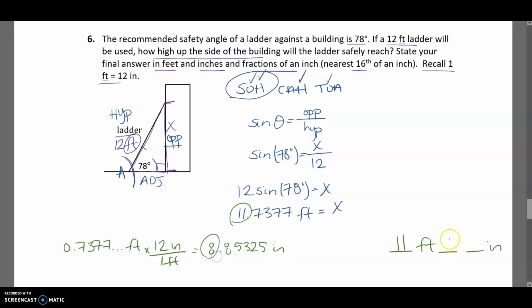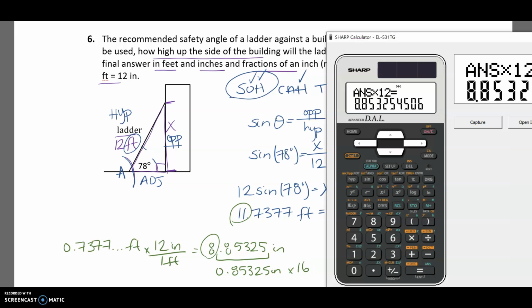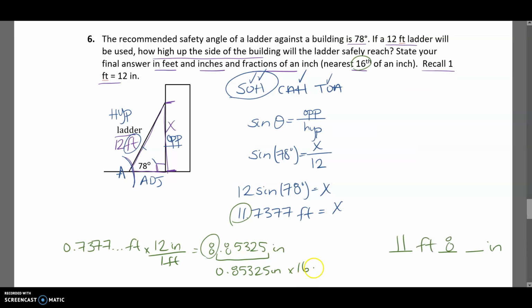So I have 8 whole inches. I want to take just that decimal portion without rounding it on my calculator and convert that to fractions of an inch to the nearest 16th of an inch. So I'm going to multiply by 16. On my calculator, I first take away the whole inches, so subtract 8, take that decimal portion and multiply by 16, and I get 13.65. I need to round to the nearest whole number, so 14, and my denominator is 16. So to the nearest 16th, I have 14 16ths.